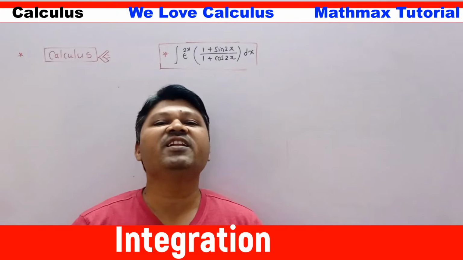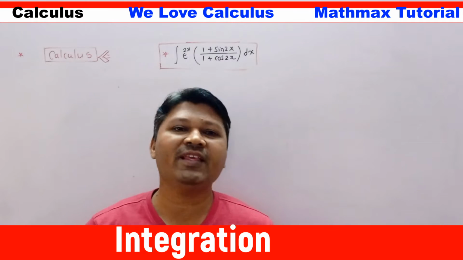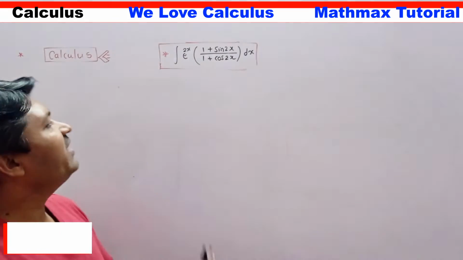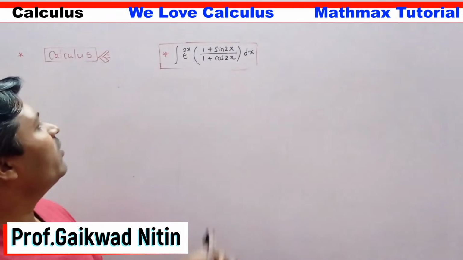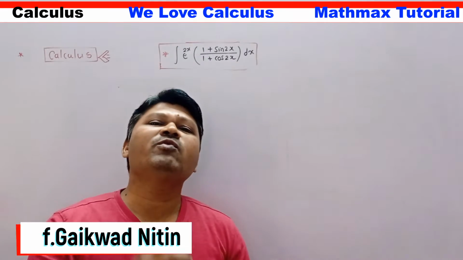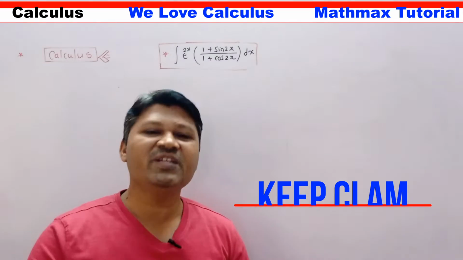Today we have seen different types of integrals, and today's example is the integration of e raised to 2x times (1 plus sin 2x divided by 1 plus cos 2x) dx. If you want the simple solution, watch the video till the end.